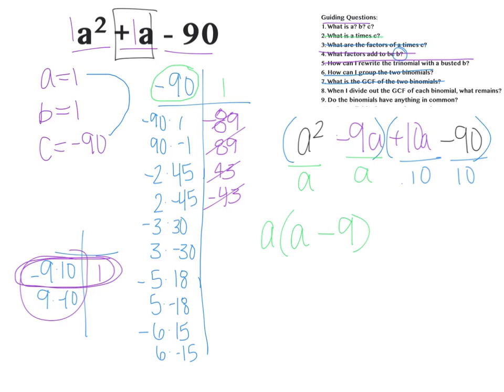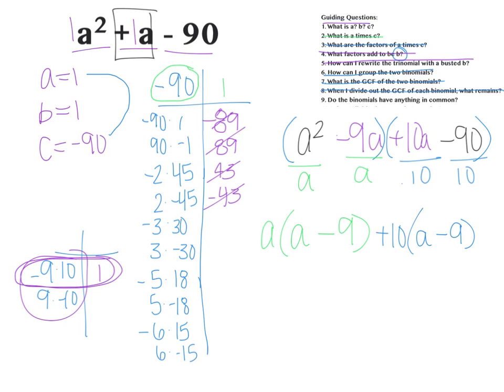All right, so then in the second binomial, what did I divide out? Well, I divided out a positive 10. And when I divide that out, what remains? Well, 10a divided by 10 is just 1a, or a. And then negative 90 divided by 10 is minus 9. Okay, so when I divide out the GCF of each binomial, that's what remains.